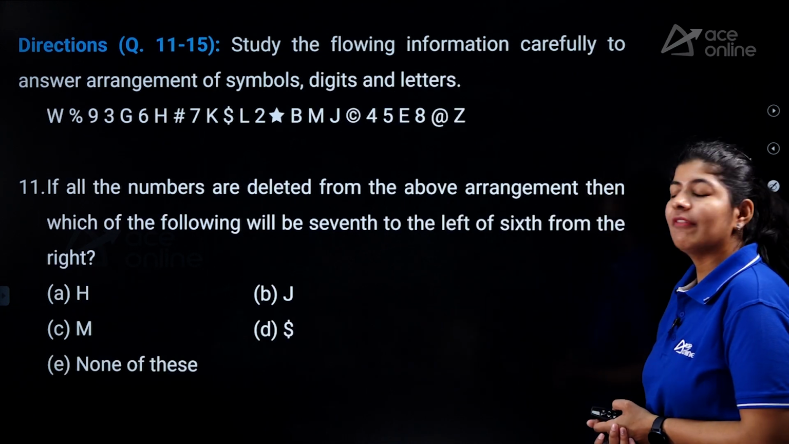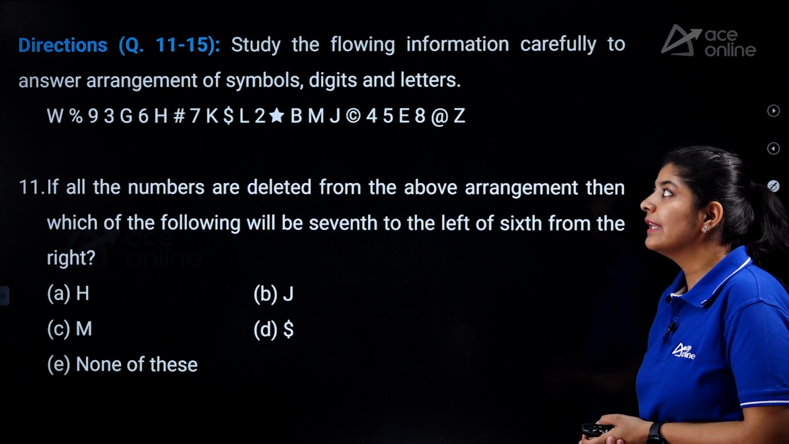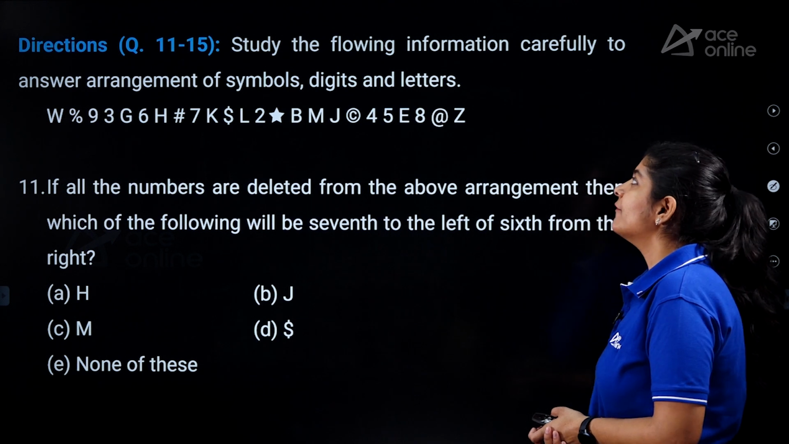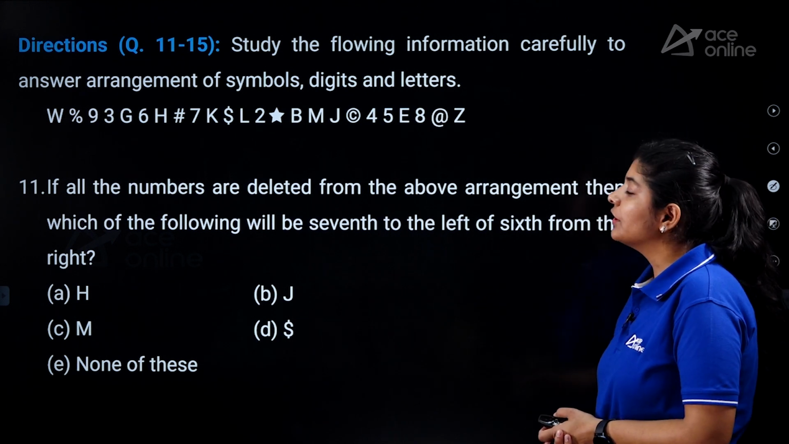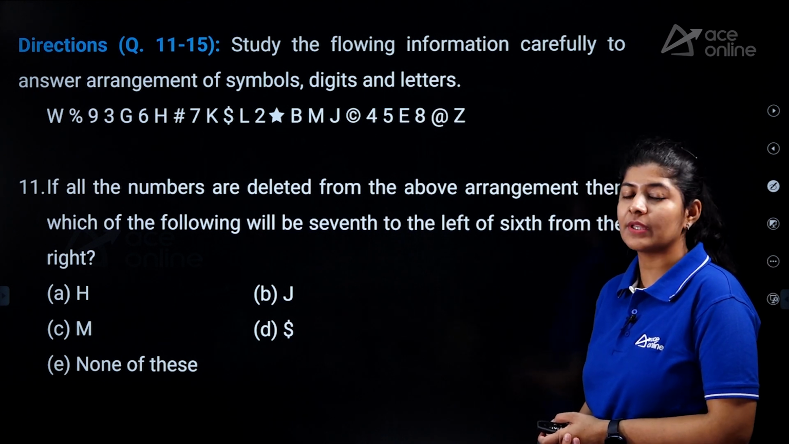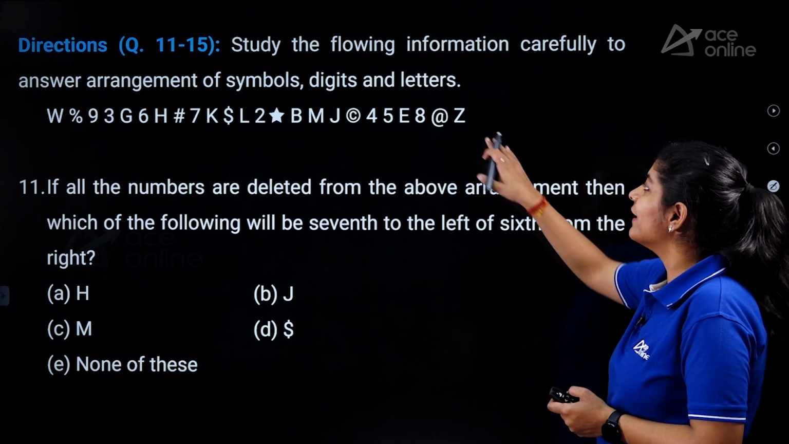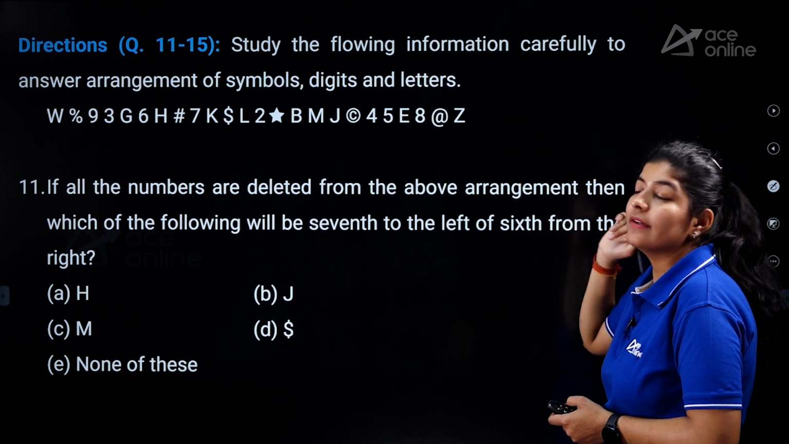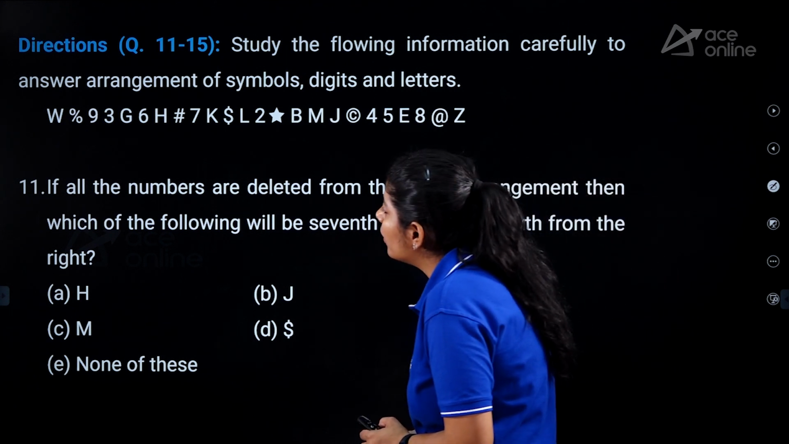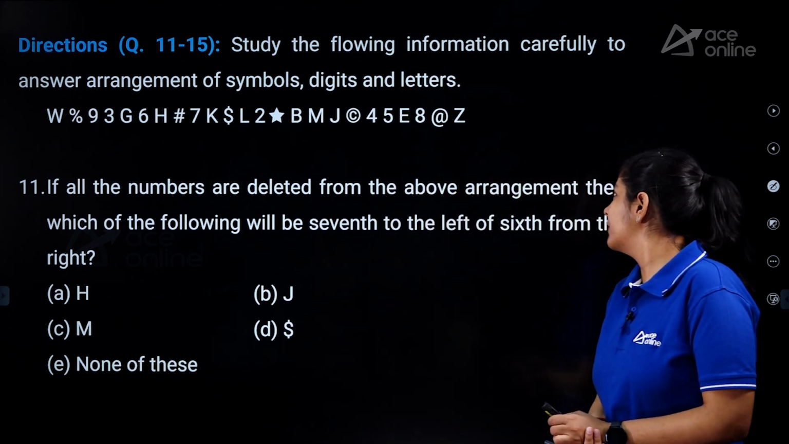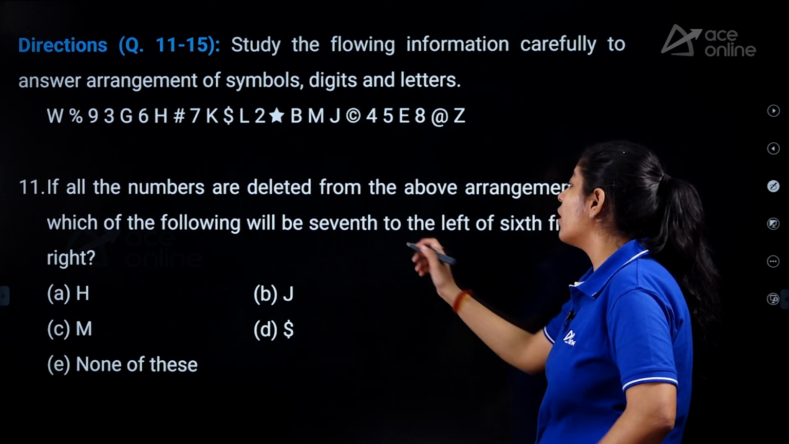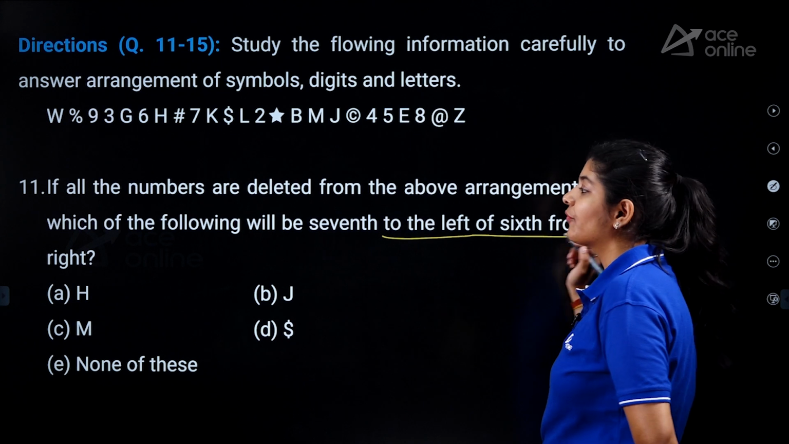Here we have the directions for questions 11 to 15, and the question says: study the following information carefully to answer the questions on the arrangement of symbols, digits and letters. Basically you can say they are characters. Here we have some data, and we just need to read it out. If all the numbers are deleted from the above arrangement, then which of the following will be the 7th to the left of the 6th from the right?